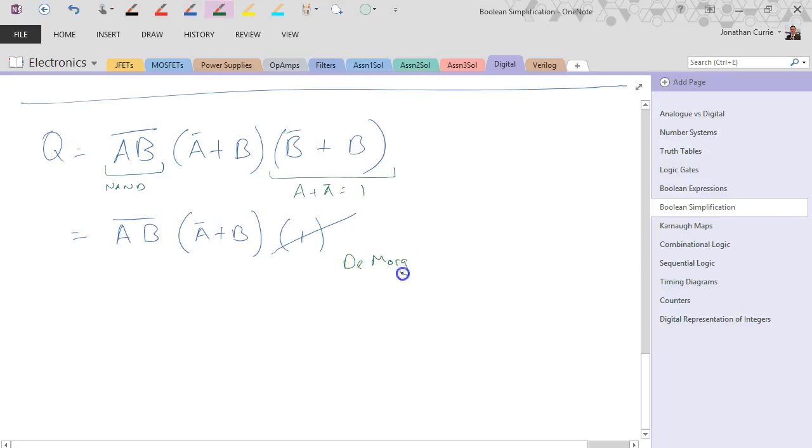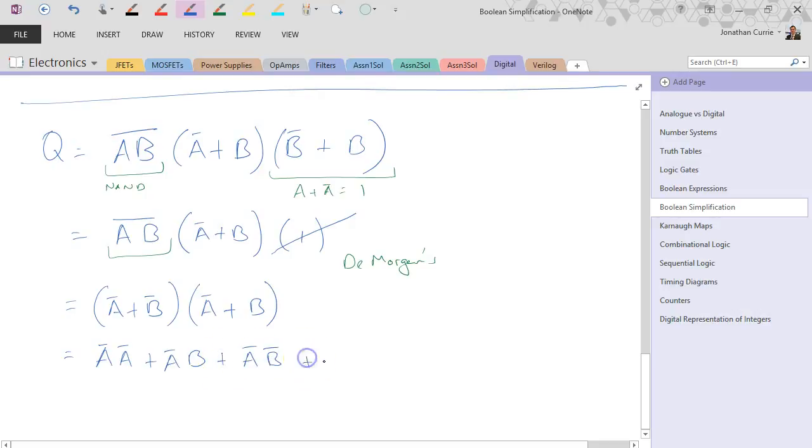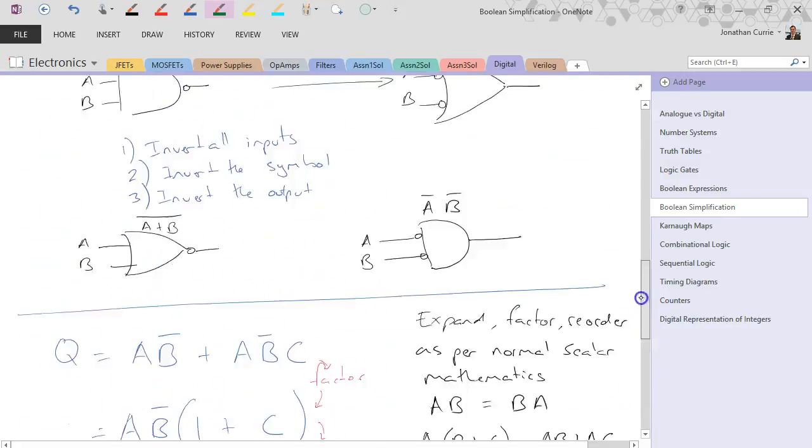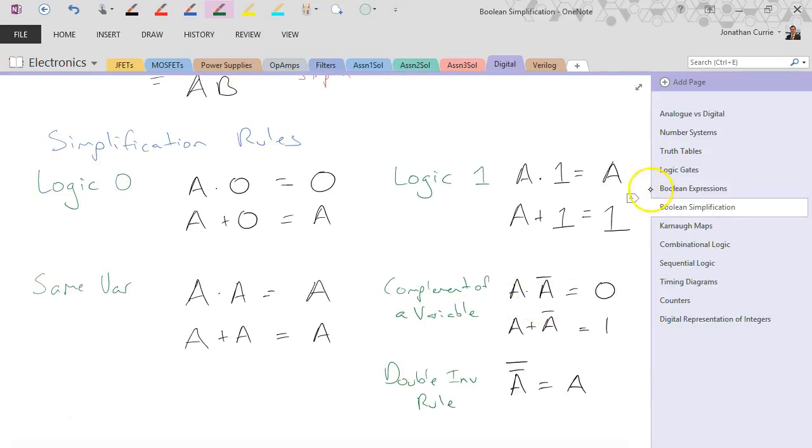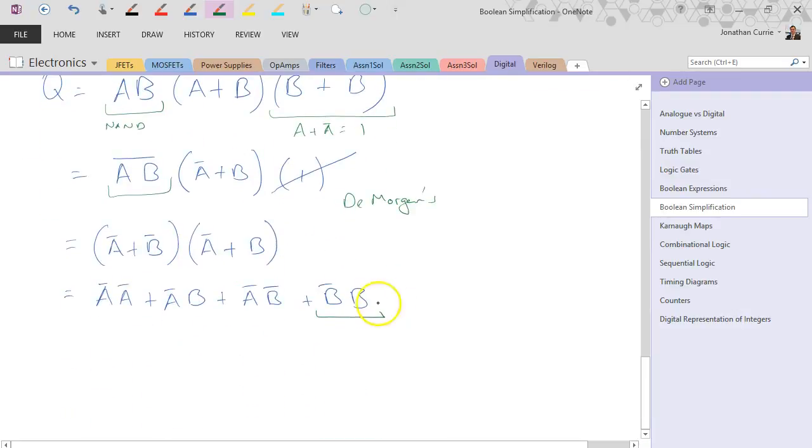We're then going to apply De Morgan's on this part here so that we get not A or not B and not A or B. At this point we can expand the brackets out, just like normal mathematics. Not A, or not A, B, or not A, not B, or not B and B. A few interesting ones. This one, as we've seen as per our rules, A and not A is equal to 0. So that becomes 0.